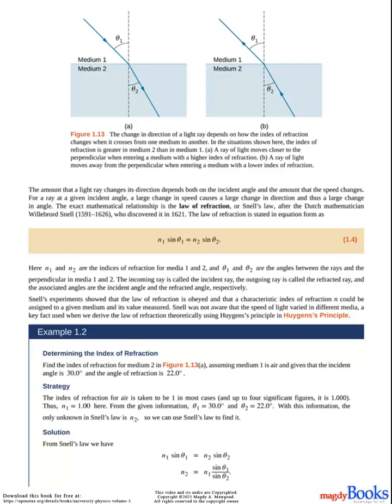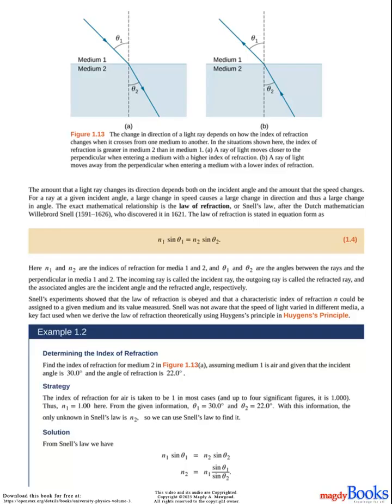The incoming ray is called the incident ray, the outgoing ray is called the refracted ray, and the associated angles are the incident angle and the refracted angle, respectively. Snell's experiments showed that the law of refraction is obeyed and that a characteristic index of refraction n could be assigned to a given medium and its value measured. Snell was not aware that the speed of light varied in different media, a key fact used when we derive the law of refraction theoretically using Huygens's principle.